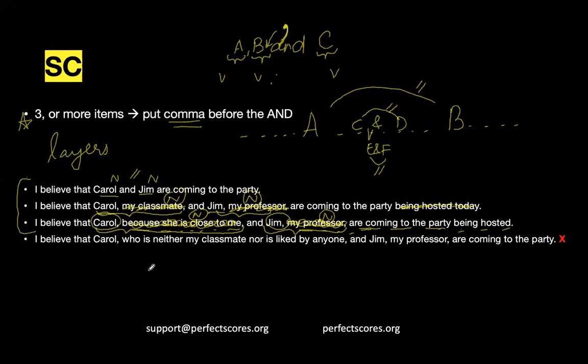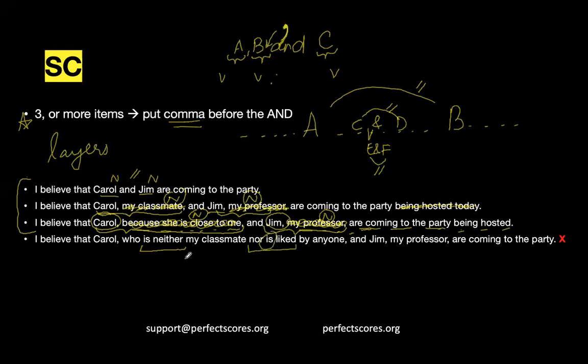Read the fourth one, and I'm telling you beforehand, it's going to be a wrong sentence. I want you to find out what the error in this sentence is. Is it "who is neither my classmate nor liked by anyone"? Yes. And Lakshmi, what do you think? Yeah, same one. It looks like "neither my classmate nor is liked." Yes, so basically the verb, the "is" over here.